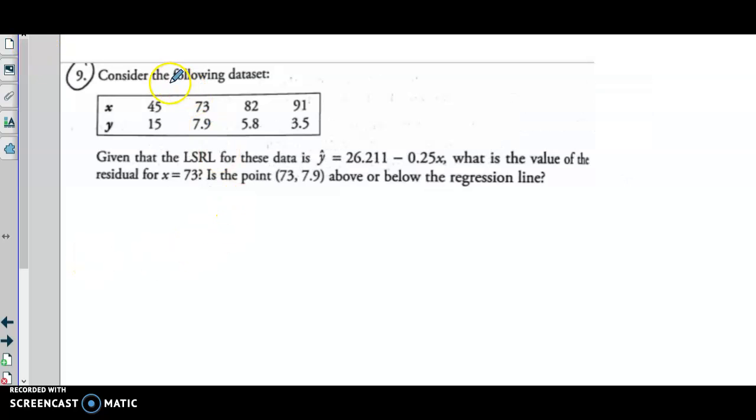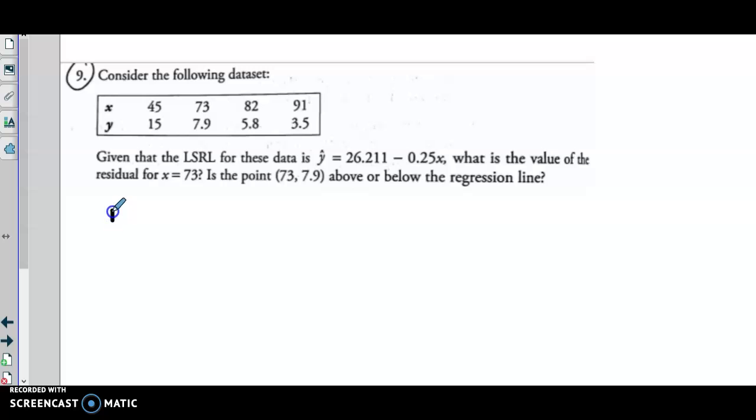A little bit more work here in this next one. Consider the following data set. Given the least squares regression line for these data, so here's my regression line, what is the value of the residual for 73? Is the point 73, 7.9 above or below the regression line?